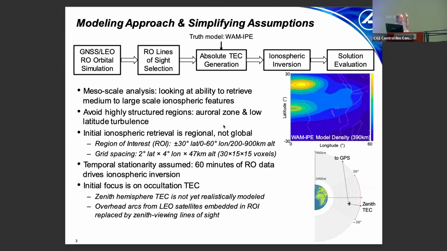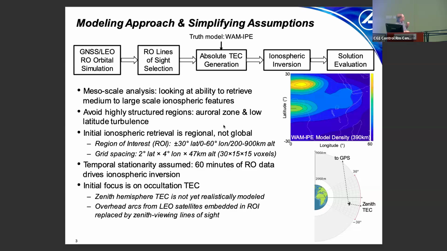We're going to look at just mesoscale features. We're not looking at really tiny things. We're going to avoid the auroral zone and low latitude turbulence, because those are highly structured. We're talking about the larger scale features in the ionosphere. We're going to start out to simplify this, and I'll comment again that this is a work in progress, so this is sort of a status report, you may say.